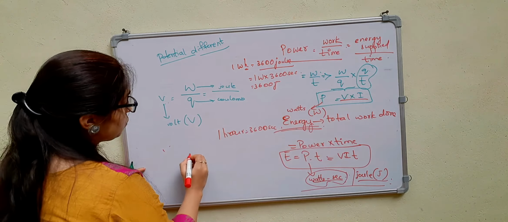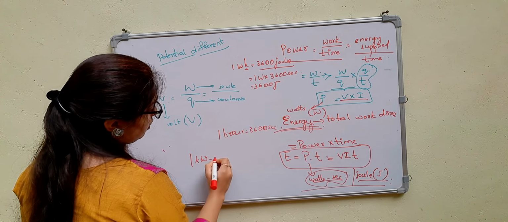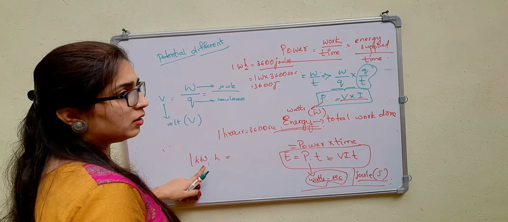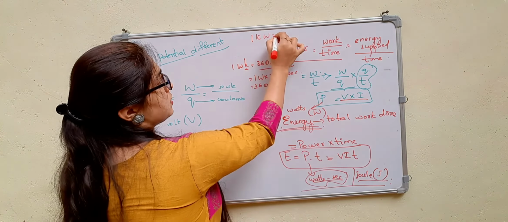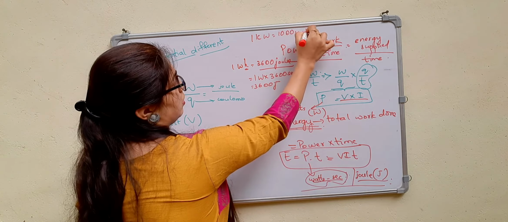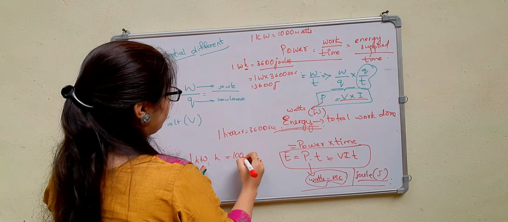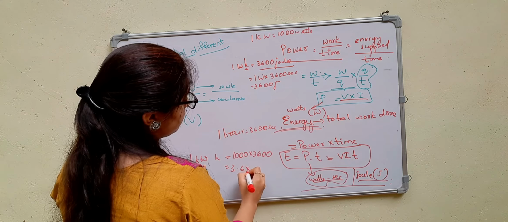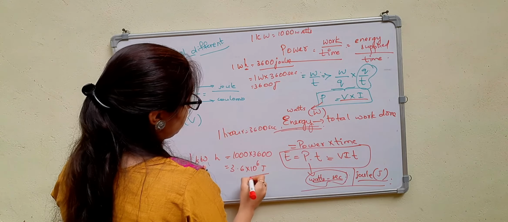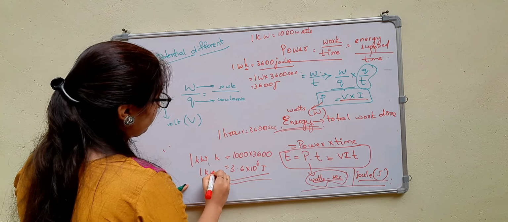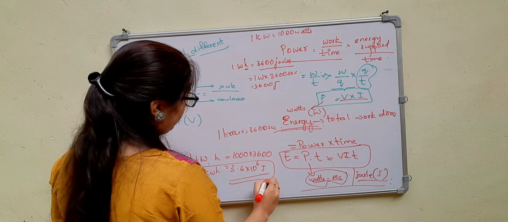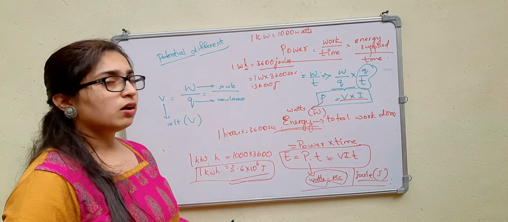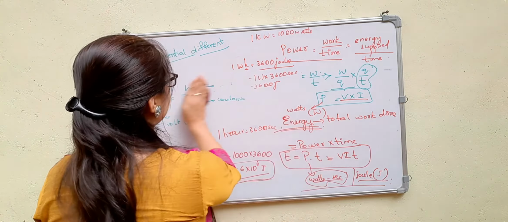Okay. What is 1 kilowatt hour? 1 kilowatt is 1000 watts, right? So 1000 into 3600. This will give you 3.6 into 10 raised to 6 joules, 1 kilowatt hour. For large quantity of energy, we will be using this 1 kilowatt hour. Okay.